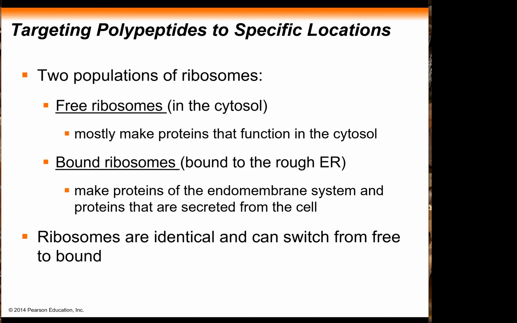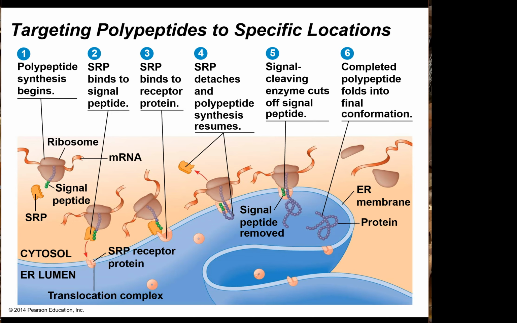So let's take a look at how this might happen. This slide looks really complicated, but it just gives you a stepwise view of how, for example, a ribosome initiates translation, and if it's meant to make a protein that, let's say, needs to be secreted from the cell via the endomembrane system, how it then becomes a bound ribosome. So we'll start on the far left-hand side. All right, so number one here.